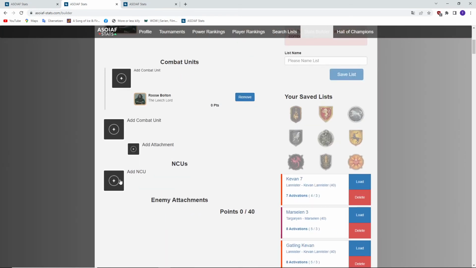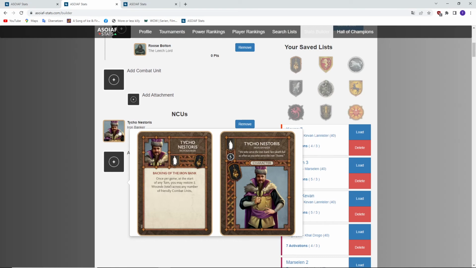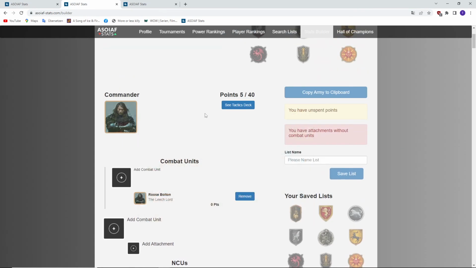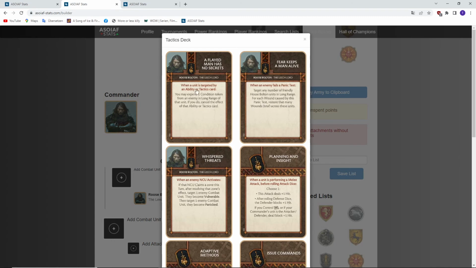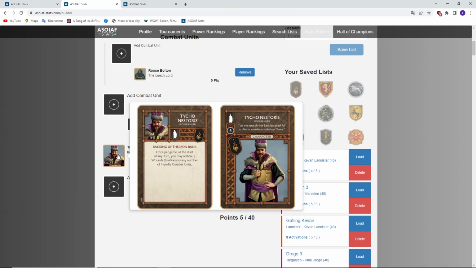I mean, you could cancel something like Tycho. So Tycho says once per game at the start of any turn you may restore 5 wounds total across any number of friendly combat units. So it doesn't explicitly say target, but in the moment you are choosing the unit or units that are healed, you are targeting these units. And then you could play a card like A Flayed Man Has No Secrets and cancel the effect, and then you would cancel the whole effect of Tycho. So he would have used this once per game, he can't use it anymore, but he couldn't restore any wounds.